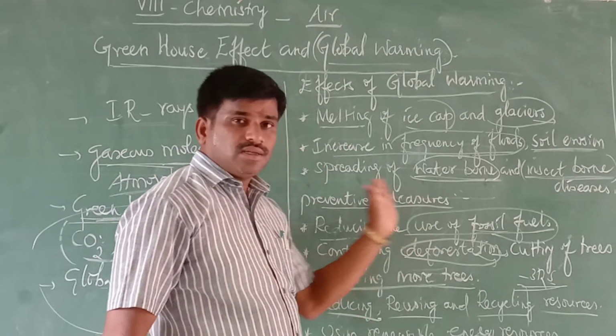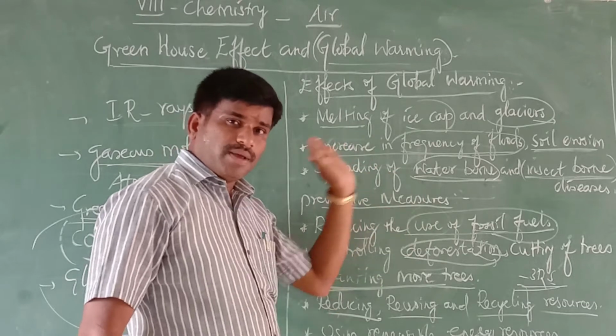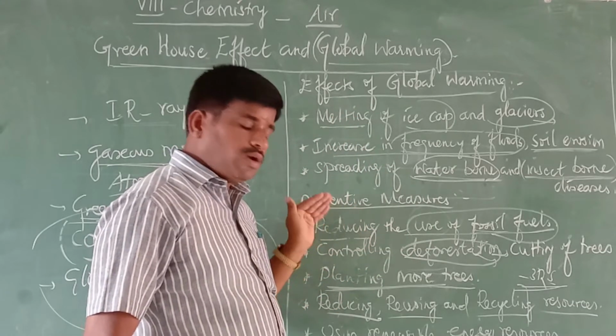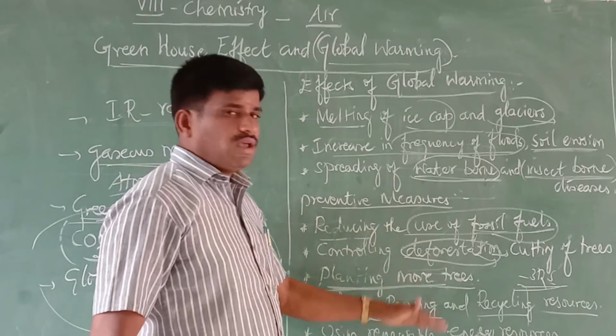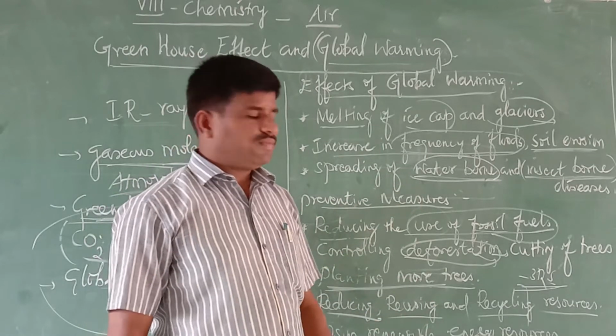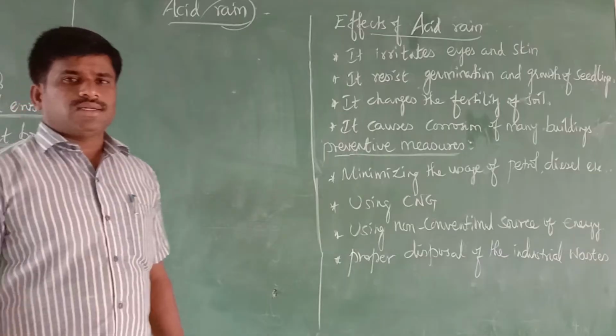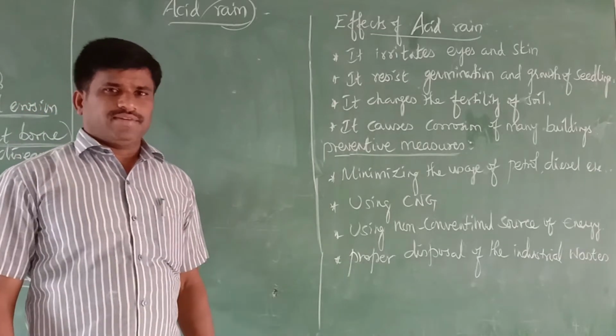How to prevent global warming? Whatever effects are there, how are we going to overcome them? You should keep this in your mind. This is about the preventive measures of global warming. Yes. Now we go to acid rain.